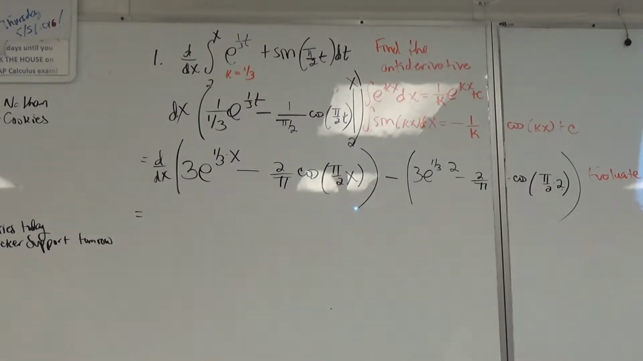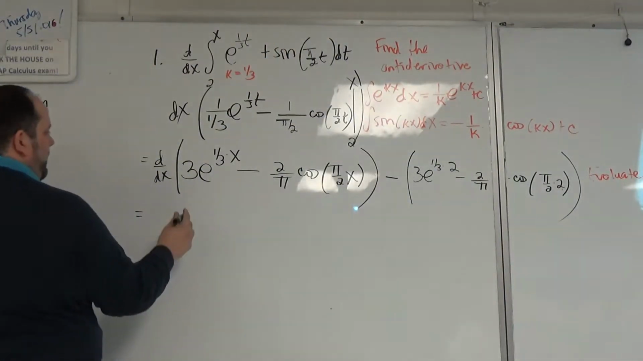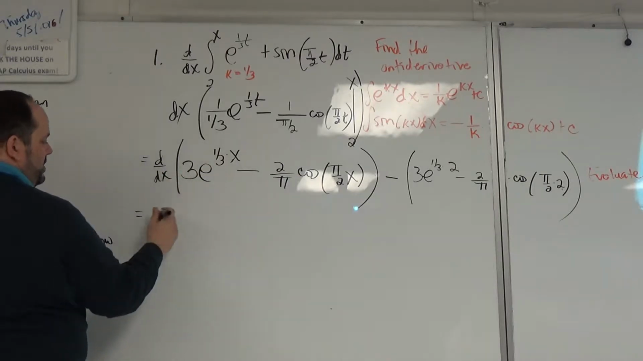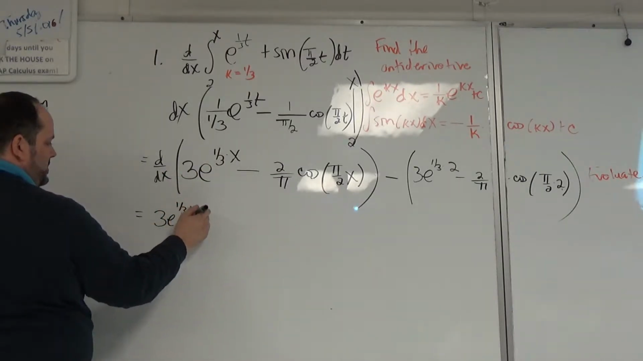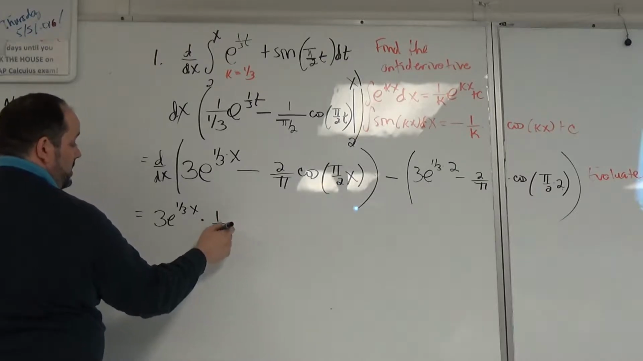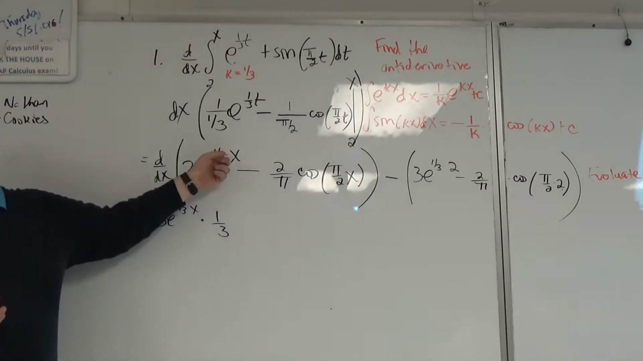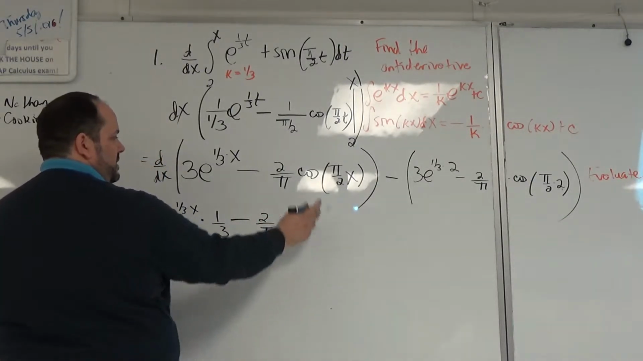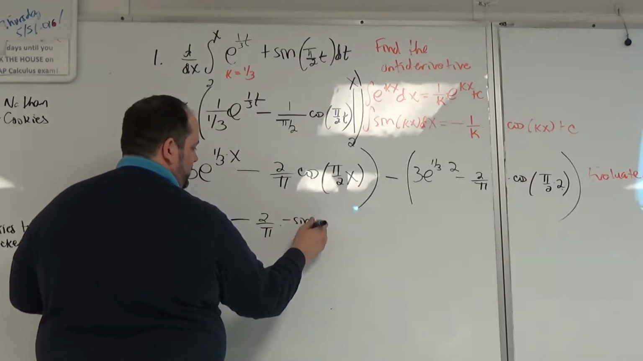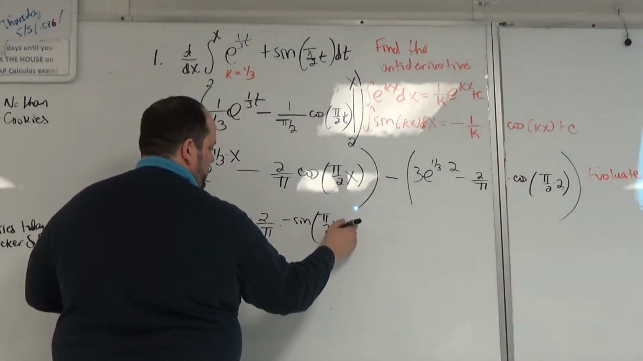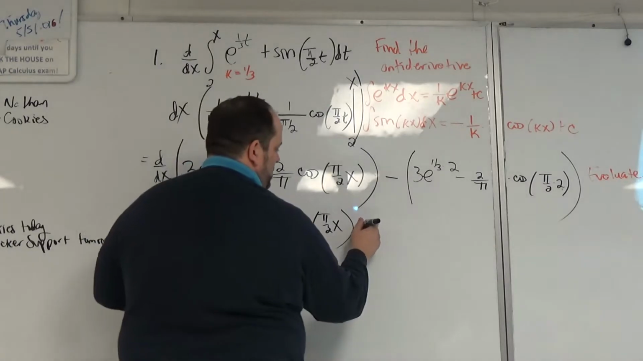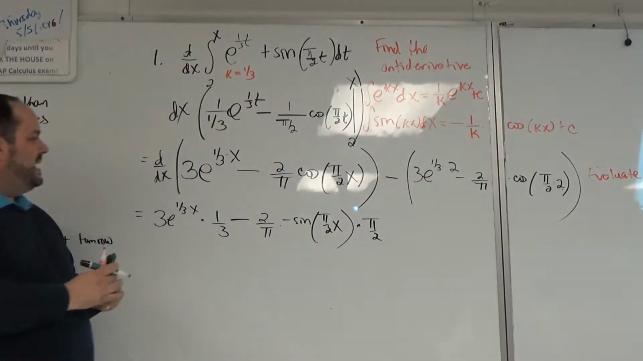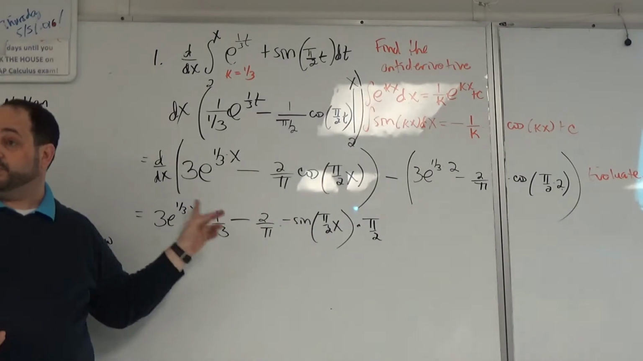The beauty is coming. The epiphany is almost here. What's the derivative of 3 e to the 1/3 x? It's 3 e to the 1/3 x times 1/3 because of the chain rule. Minus 2 over pi is a constant, so I'm just going to ignore it. Derivative of cosine, negative sine, pi over 2 x times pi over 2. That's just the derivative of this part over here.